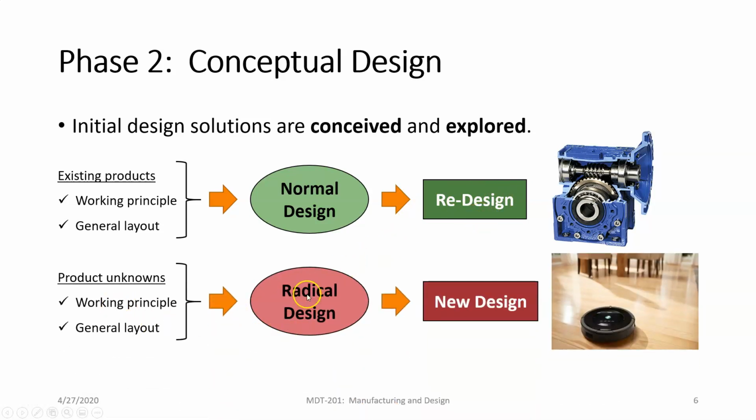The other option is to produce a radical design, a new design, something that hasn't been seen before. So in this case, before we had robotic vacuum cleaners, the idea of a Roomba was radical. What? You're going to design a robot that goes around and cleans the floor automatically? So this would be what we would call a new design. So we could have redesigns or new designs.